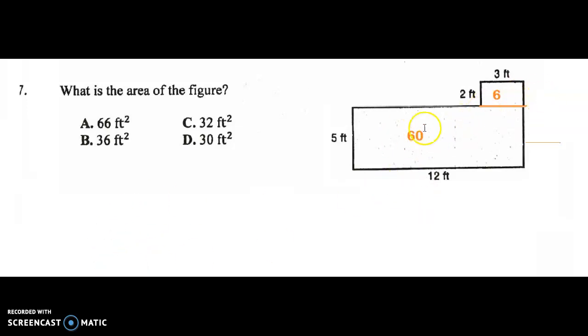That's how we do it. You add these two together, turn them into shapes you can do. Boom, I got 66. That's it.